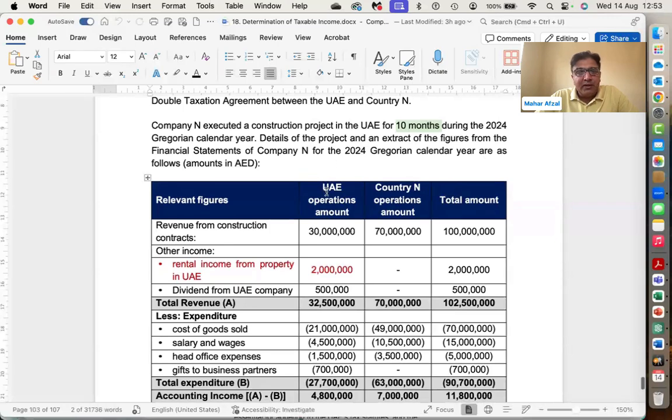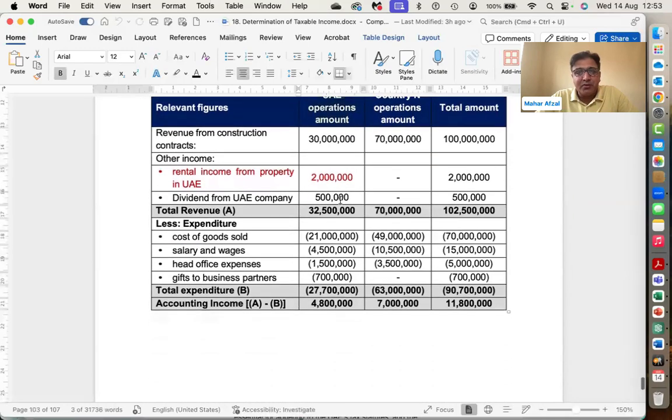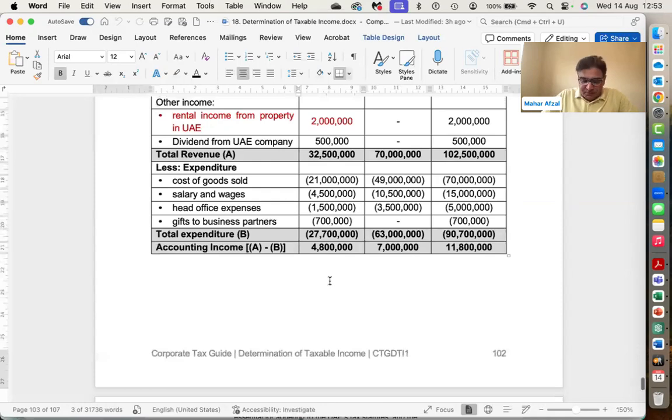Now we need to calculate the income of this PE in the UAE. We are not concerned with country and operation out of the UAE. We are concerned with the PE of the non-resident person in the UAE. The income is 44800. This is my accounting income.